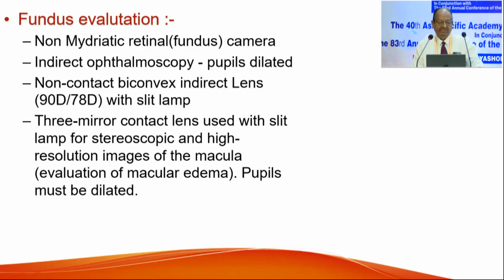As I have already mentioned, non-mydriatic fundus cameras are also available. Indirect ophthalmoscopy with a non-contact biconvex lens gives you a stereoscopic three-dimensional view, so you can evaluate very well. The gold standard initially in our time was the three-mirror Goldmann lens, by which you can examine from anterior to posterior, and the magnification was much higher compared to the 78 to 90 D.